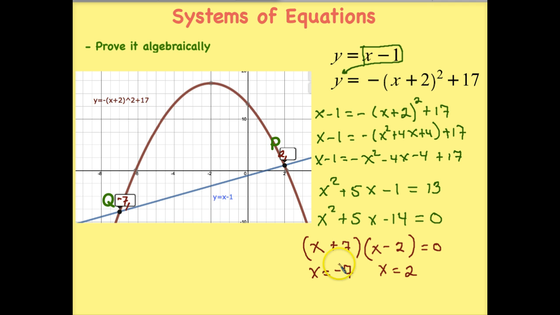How do we find the y-coordinates? Well, again, remember it's the same way you solve linear systems. We can just take these and plug them in. The easiest equation to plug them into would be y equals x minus 1. If we do that, we can say y is equal to negative 7 minus 1, which is negative 8, which would be this y-coordinate here. And for our second one, we have y is equal to 2 minus 1, which is equal to 1, which would be the y-coordinate here at point P. So we have now proved algebraically what we thought about graphically.